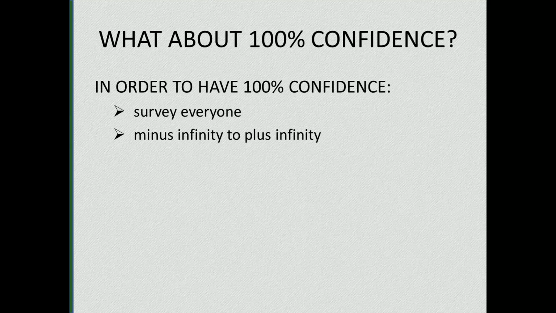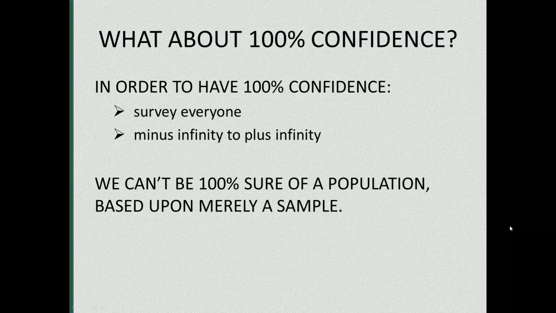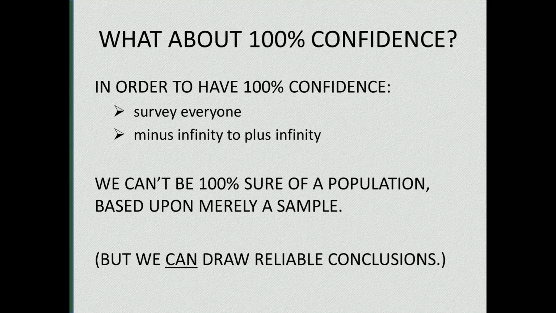We are 100% confident, we would bet our lives, literally, that the true percentage of people is somewhere between minus infinity and positive infinity. You see, we've only got a sample's worth of data. We can't be 100% sure of a population value based upon simply a sample. However, we can draw reliable conclusions. We can make statements based upon the sample that can be relied upon, which have a known level of accuracy.